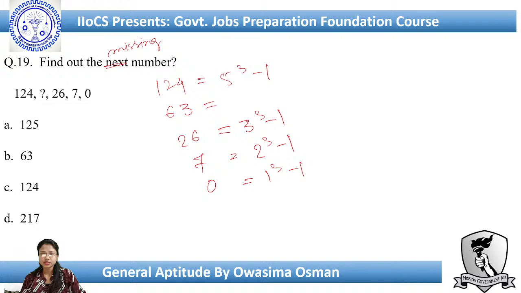So the pattern is following from the reverse side: 0 equals 1 cube minus 1, 7 equals 2 cube minus 1, 26 equals 3 cube minus 1. So automatically our fourth term from the last will be 4 cube minus 1, and our first term is 5 cube minus 1. So our answer will be 4 cube minus 1, which is 63. So option B, 63, is correct.